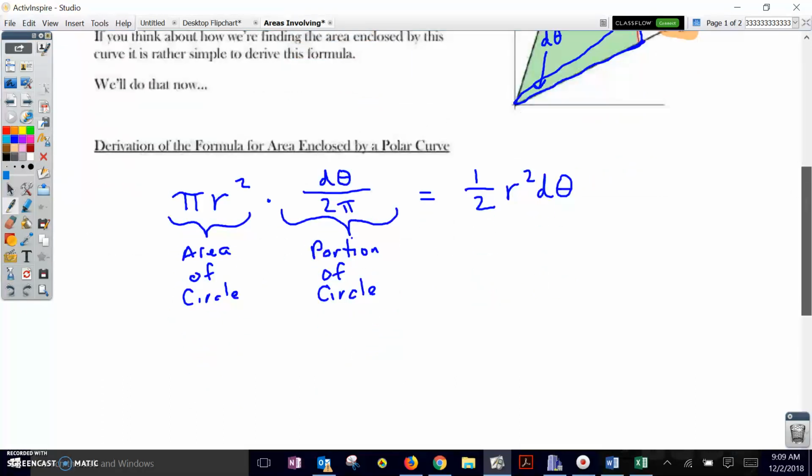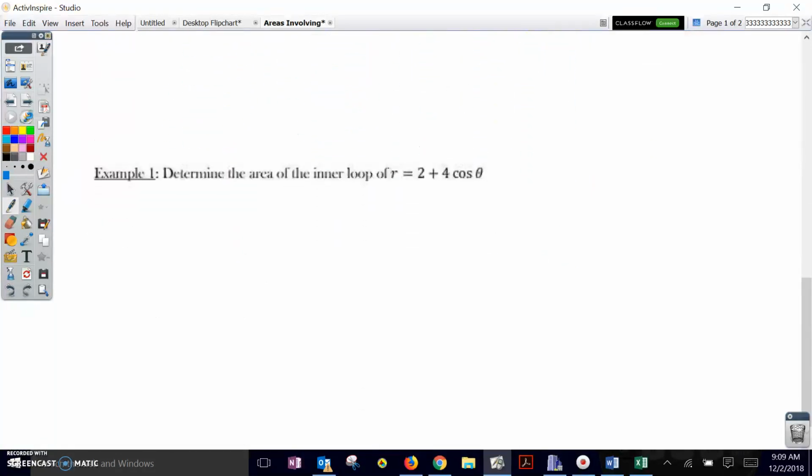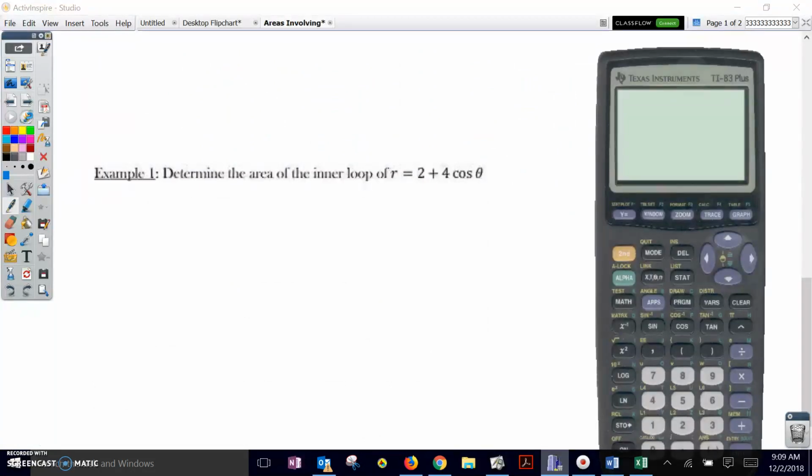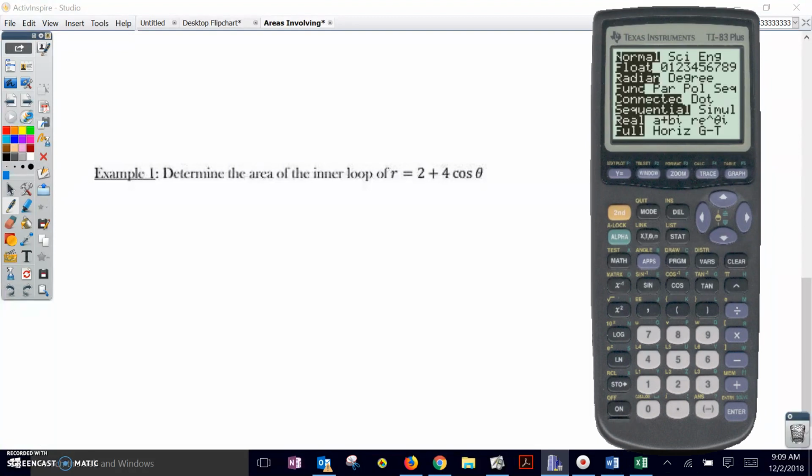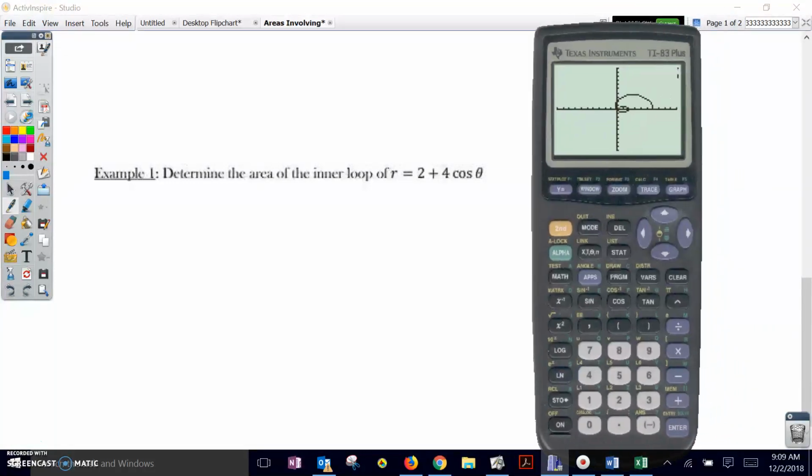Alright, let's look at example 1. We're going to determine the area of the inner loop of this polar curve. So I'm going to take a look at what this curve looks like. I'm going to get myself into polar mode here. And so I'm graphing 2 plus 4 cosine of theta. And as far as my window goes, that should be plenty to get a look at this.